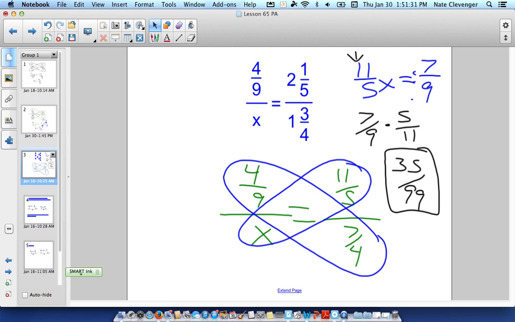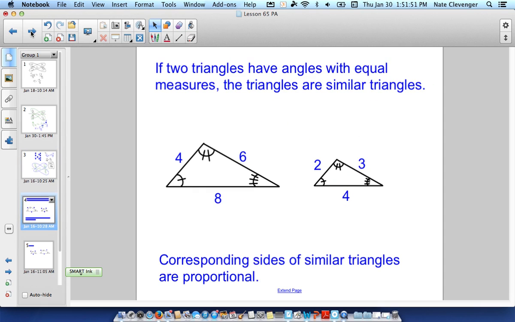And so when you get done with the house, shouldn't it look like what you started with on your scale? Shouldn't they be similar? What's not similar about them is their size, isn't it? They look the same, they just are different sizes. We're going to talk about similar triangles. If two triangles have angles with equal measures, the triangles are similar triangles.